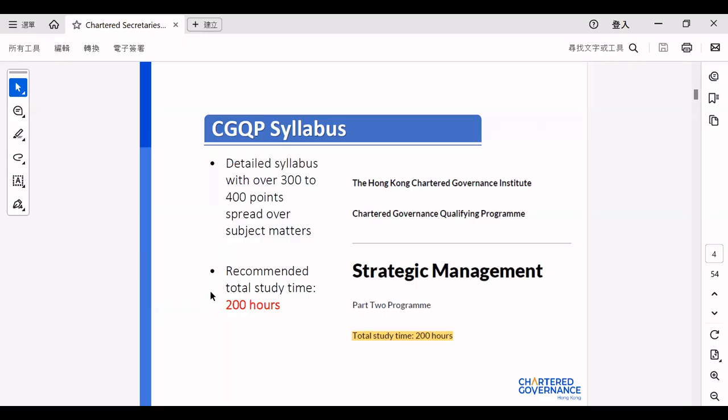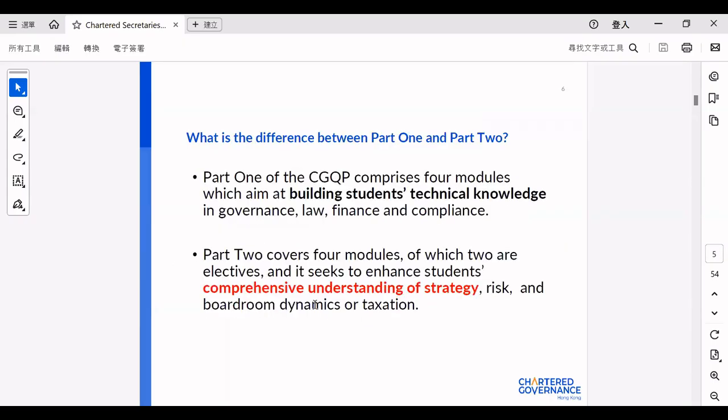Now, firstly, as I've said, this is a Part 2 program. So what is the difference between a Part 1 program and a Part 2 program? Maybe you have done some Part 1 programs before. The focus of the Part 1 program is to build up your technical knowledge in governance, in law, in finance, and in compliance. So it's more on the technical side of the profession.